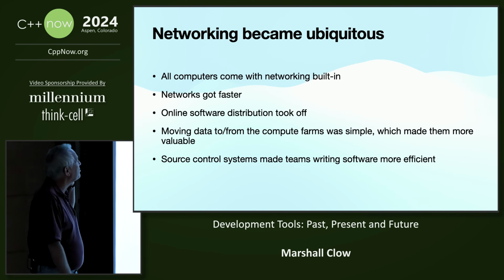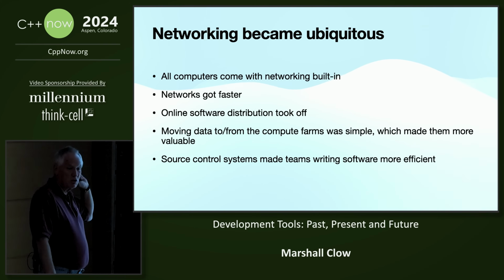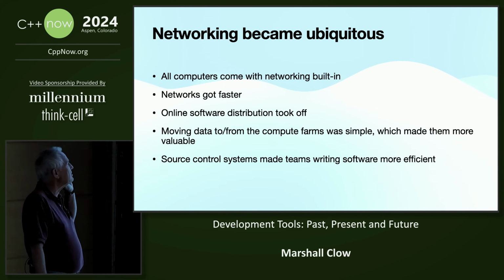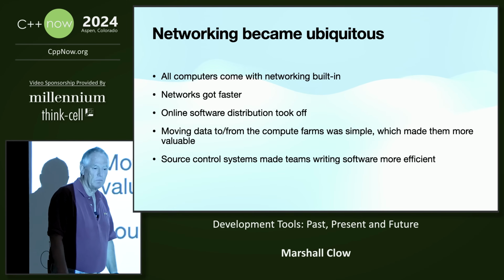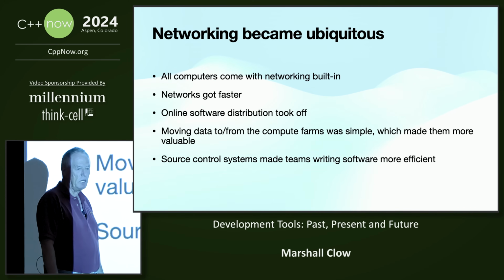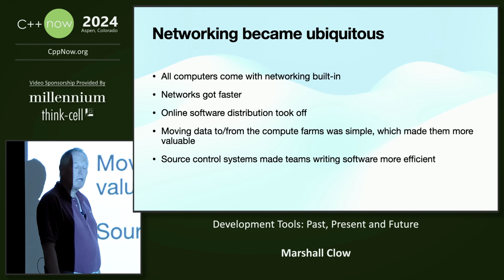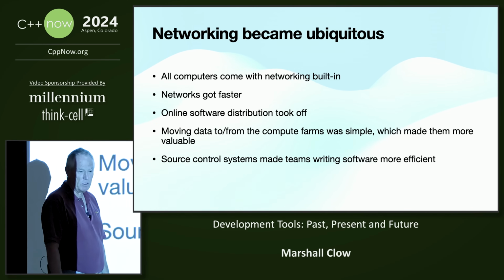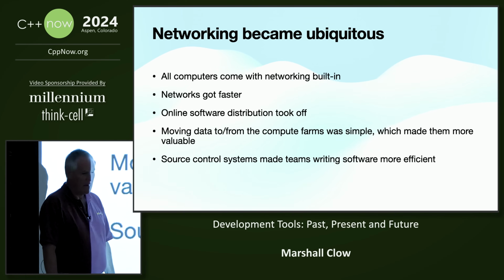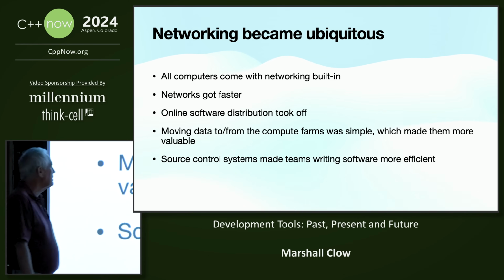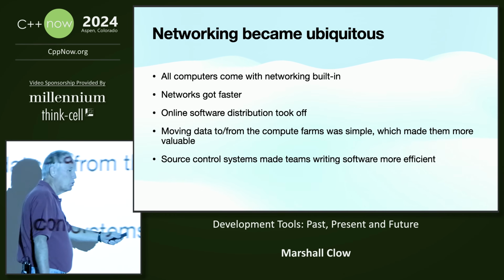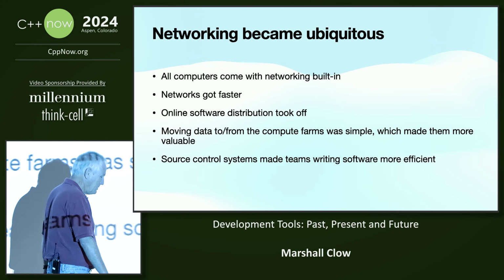Networking became ubiquitous. All the computers came with networks, and then we got wireless stuff. And networks became faster. In 1992, I would have sold half of my soul for a nice gig E network. Now I have one in my house. Networking and source control are a match made in heaven.